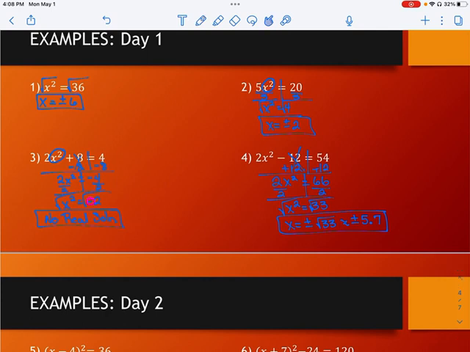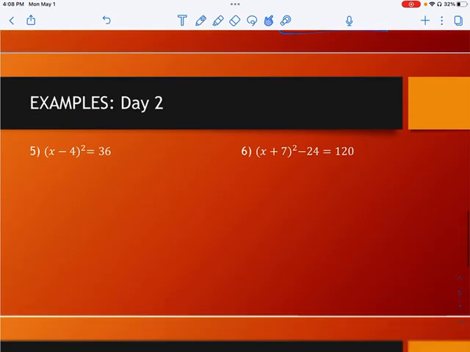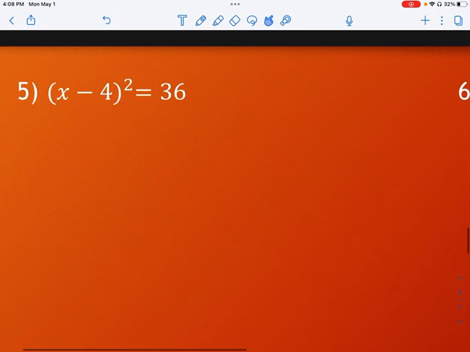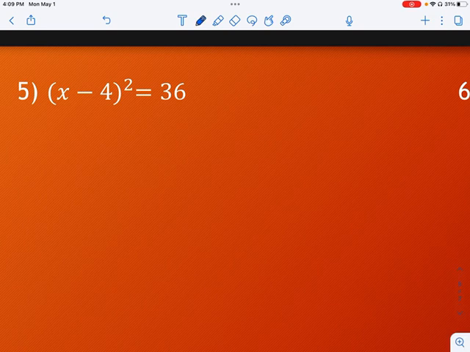Now, if we take a look at day 2, what you start to notice is that there are other things being squared besides just an x. So on this first one, if you notice, we've got the grouping x minus 4 squared equals 36. It's isolated, so I'm going to take the square root of both sides, which is going to give me x minus 4 equals plus or minus 6.